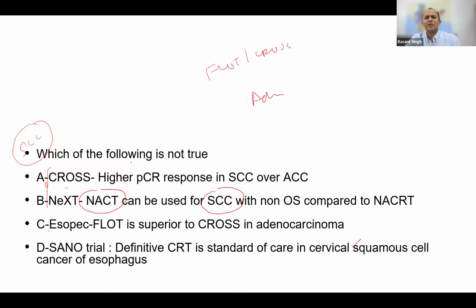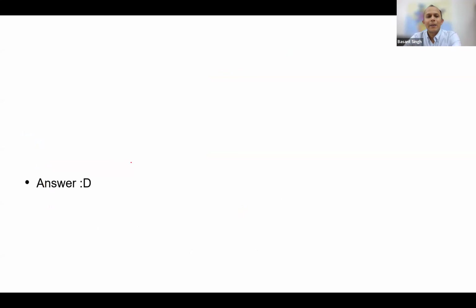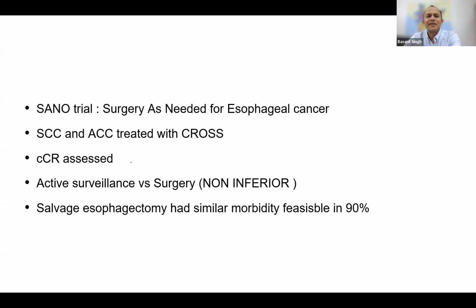This was adenocarcinoma. All patients with adenocarcinoma, one group they gave FLOT, other group they gave cross. And they compared FLOT with cross. They found obviously FLOT is better than cross. Sano is surgery as needed for esophageal cancer. That is the full form.